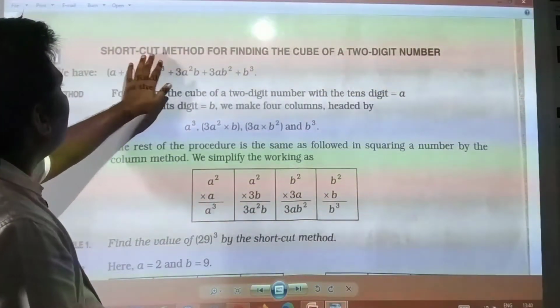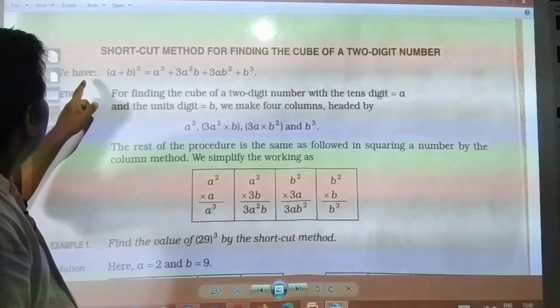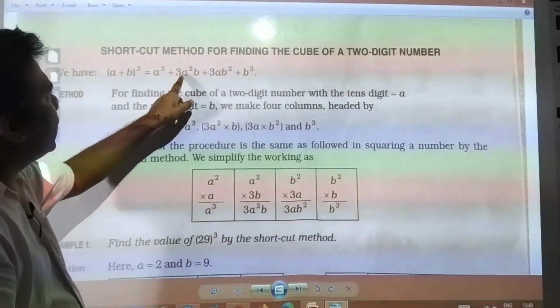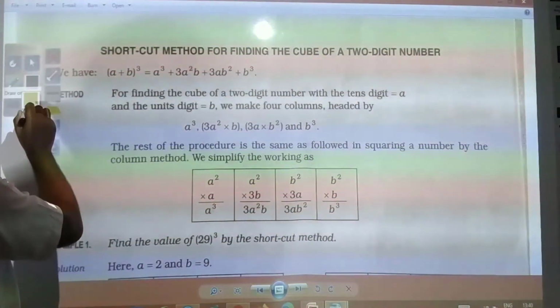Here you have the shortcut method for finding the cube of a 2-digit number. We have (a plus b) whole cube is equal to a cube plus 3a square b plus 3ab square plus b cube. That I think you might be knowing.